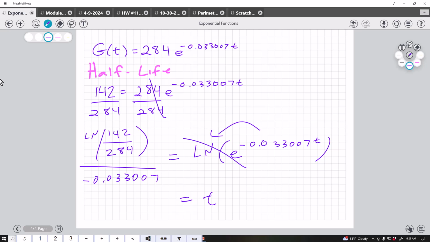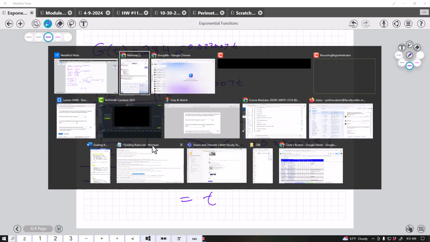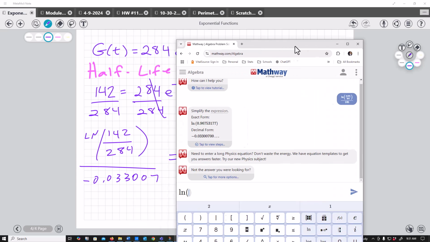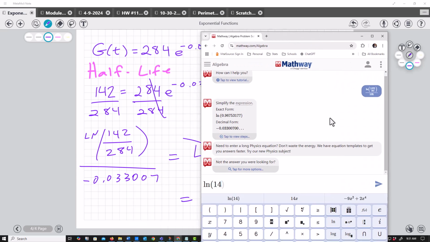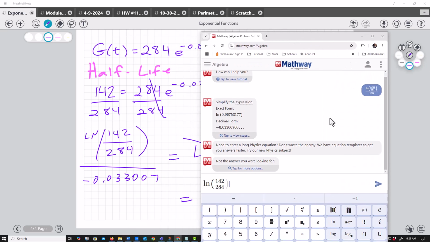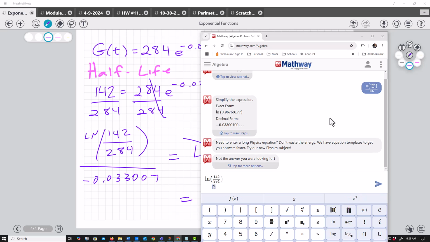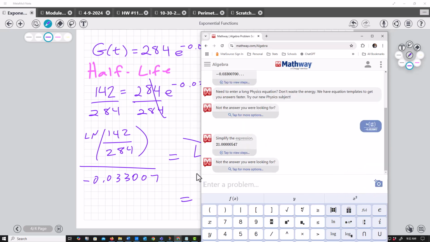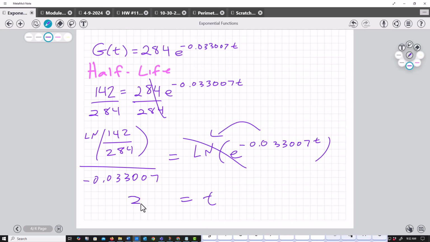So if I get my calculator back, I can find it here, and I put in my ln, and go to the side so you can see it, 142 divided by 284. On the outside, divide by negative 0.033007, and I hit evaluate. You can see that I get 21 for that half-life.